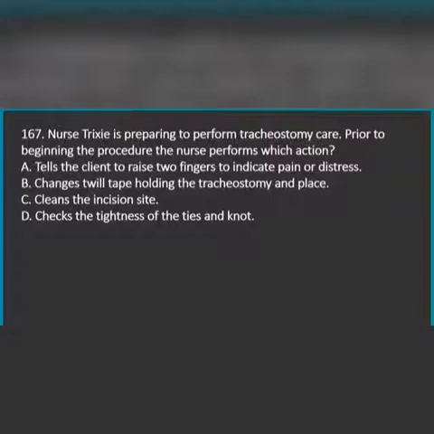Question 167. Nurse Trixie is preparing to perform tracheostomy care. Prior to beginning the procedure, the nurse performs which action? A. Tells the client to raise 2 fingers to indicate pain or distress. B. Changes twill tape holding the tracheostomy in place. C. Cleans the incision site. D. Checks the tightness of the ties and knot.